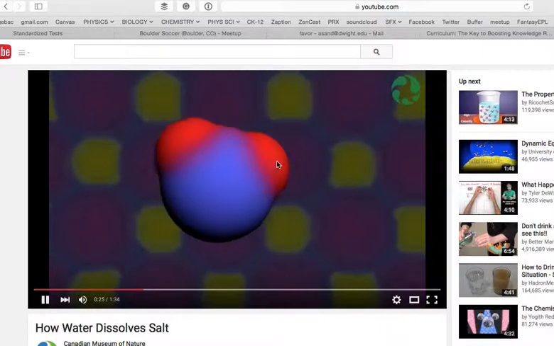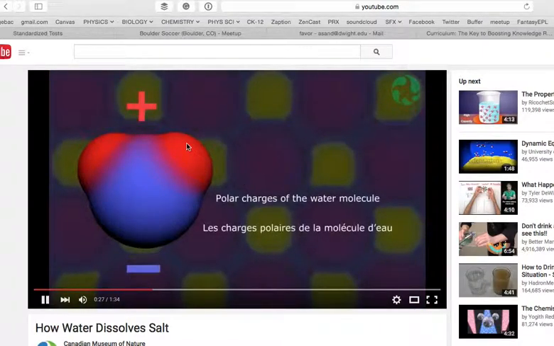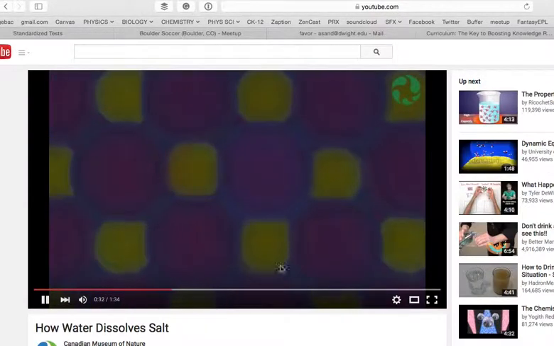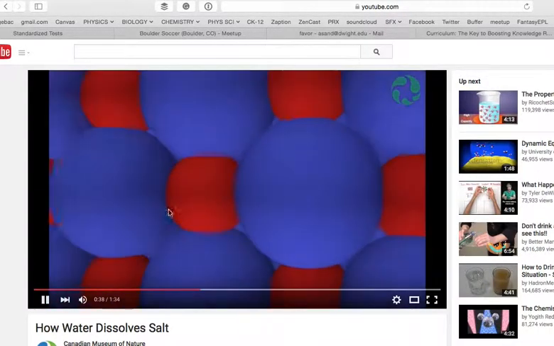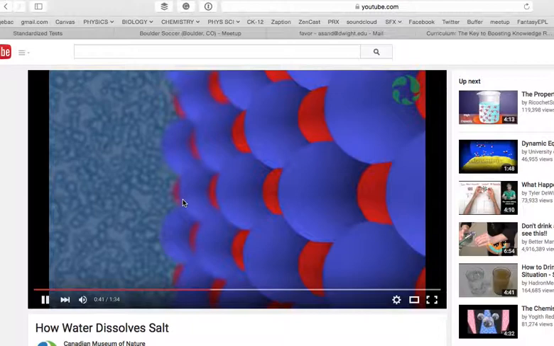Here you go, you've got the red, that's the positive side, and you've got the negative, which is the non-positive side. It's a polar molecule. And over here, you've got the positive sodium ion and the negative chlorine ion.